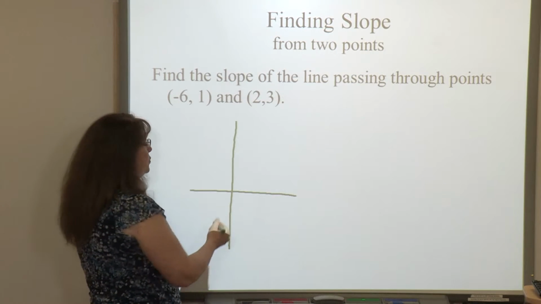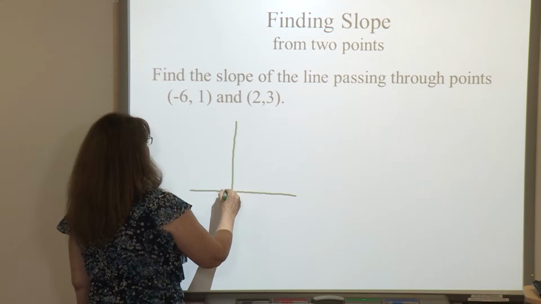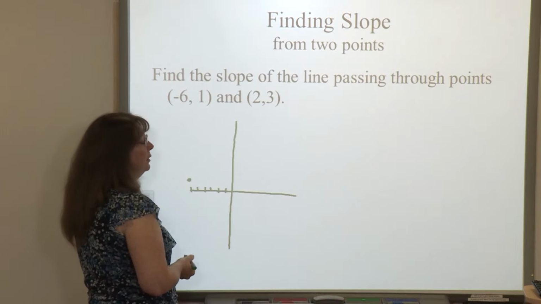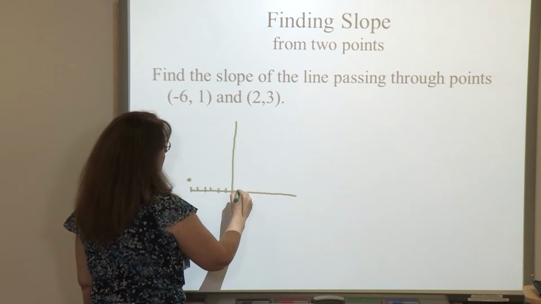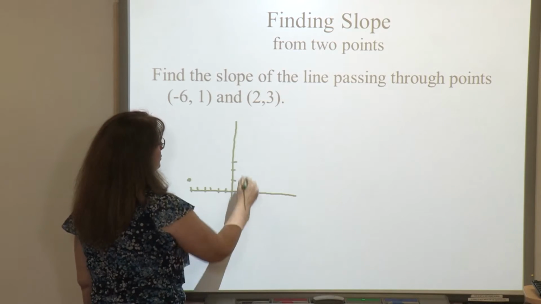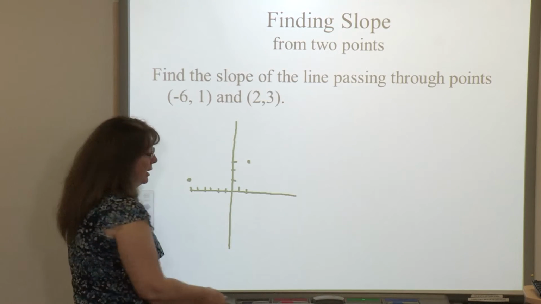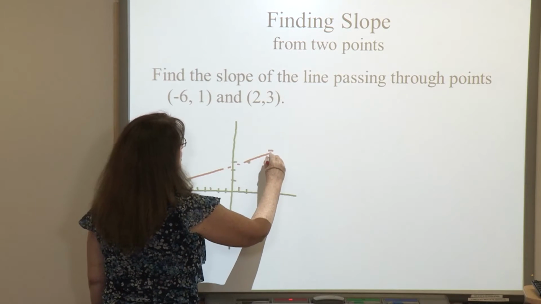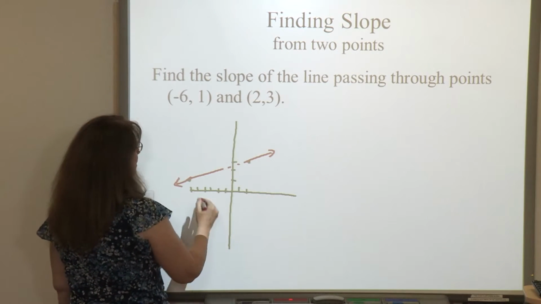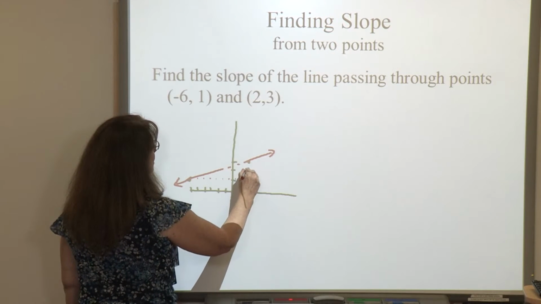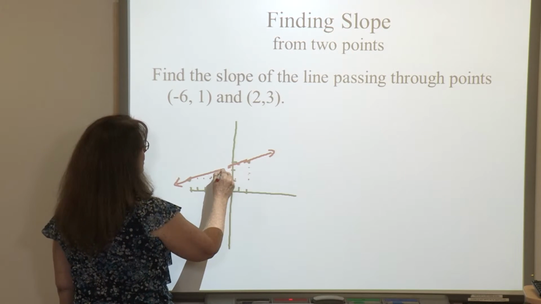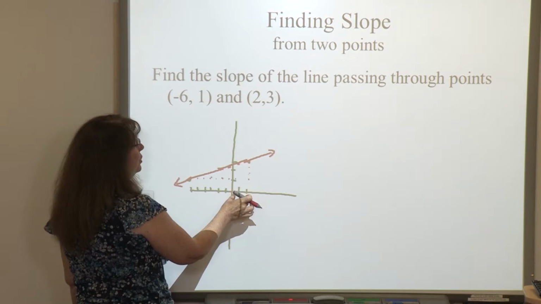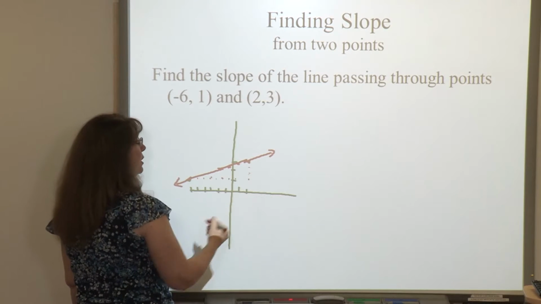If I'm at -6, 1, I'll have a point here. And at 2, 3, I'll have a point here. And if I'm trying to figure out the distance to go from one point to the next, I had a total of 6 plus 2 more, or 8 units that it looks like we had for our run.